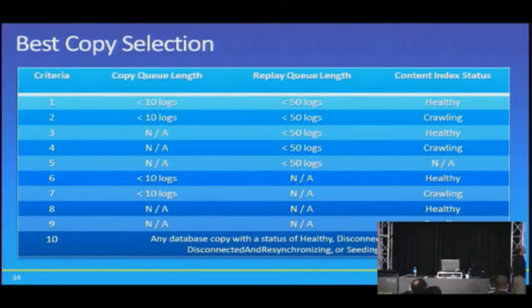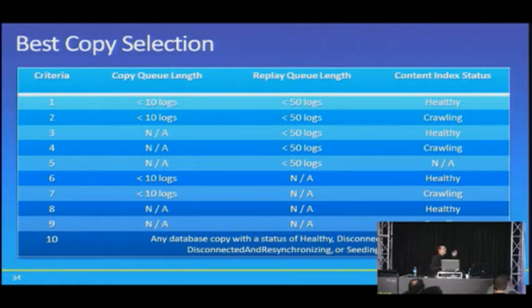So we do start out with a perfect world: a copy queue length of less than 10 logs. In other words, 10 logs or fewer have yet to be copied over. A replay queue length of less than 50 logs. We want a low replay queue length because to activate a database, we have to replay all outstanding log files. So the lower the replay queue, the faster we can activate. And then ideally, after we've activated, we want the client search experience to be good. So the best of all worlds tells us the content index status is also healthy.